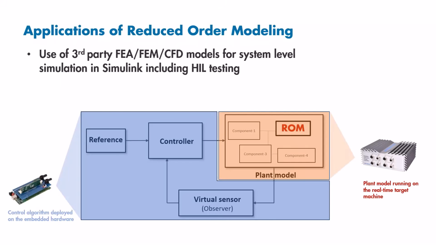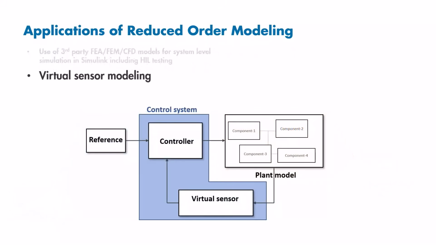Another application area of ROM is virtual sensor modeling. You can use your high-fidelity model to create a ROM, which you can use as a virtual sensor for measuring internal signals of interest. For example, our full-order jet engine blade model can predict the temperature of the blade. We could put a fast reduced order model into our controller so that this reduced model can predict blade temperature in real time in the embedded system.